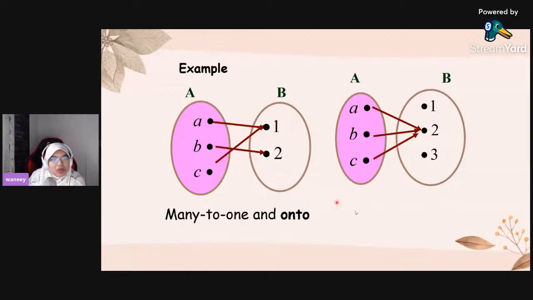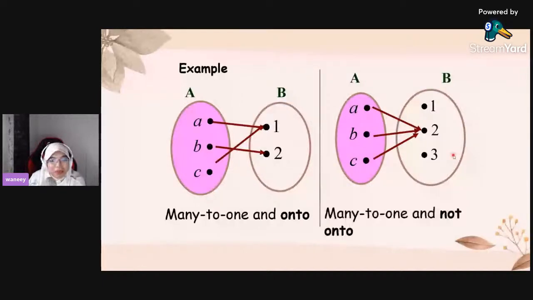Okay, so for the second one, on the right hand side over here, we have A, B, C. A, B, C are going to the same number, which is 2. So this is many to 1. But since we didn't use 1 and we didn't use 3, this is many to 1 but not onto. So many to 1 and not onto.